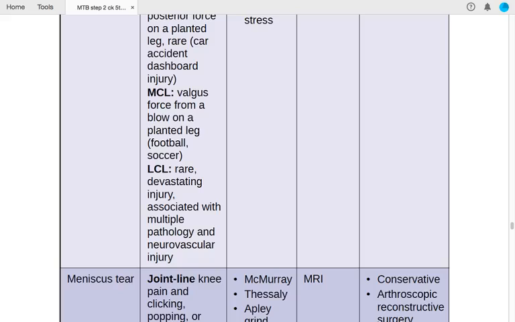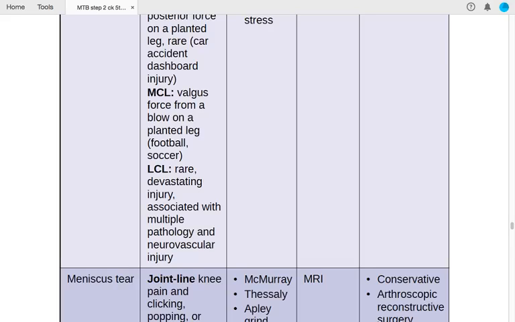Now for the medial collateral ligament, we have a valgus force from a blow on a planted leg. You have seen the video of the valgus stress test. This valgus force from a blow on a planted leg, in the case of football and soccer, results in a medial collateral ligament tear.